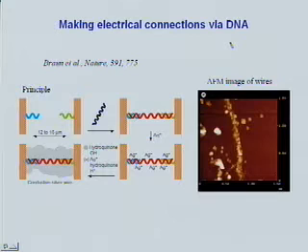The idea is very simple. You take two metallic electrodes. You attach DNA strands on the two electrodes. Then you can take a DNA fragment which is going to bind here and here, and in a way form a bridge between the electrodes. Now, this is not yet an electrical connection, because DNA is not a conductor by any means.